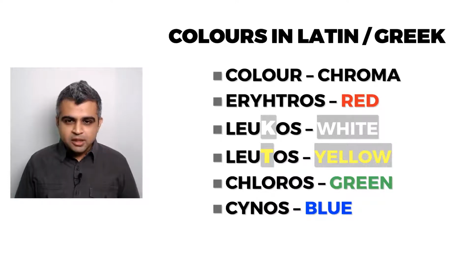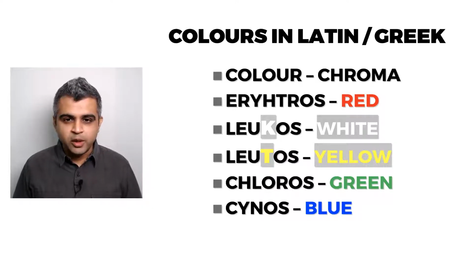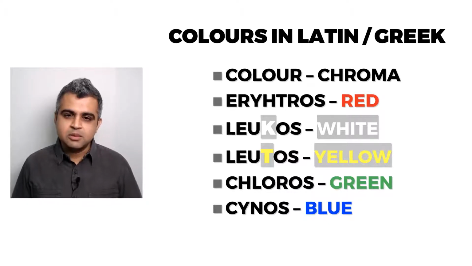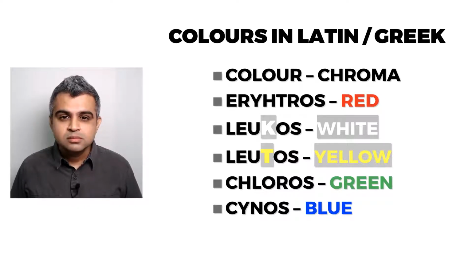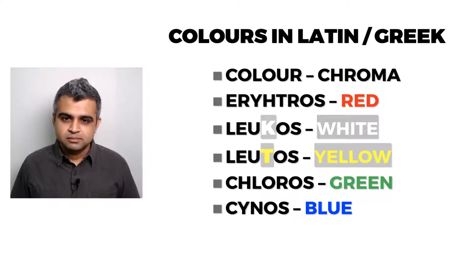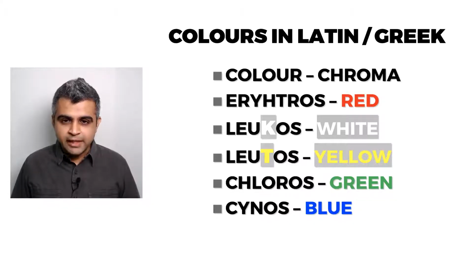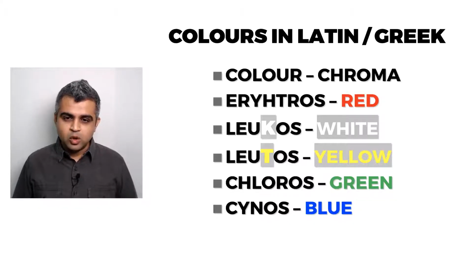I think immediately now your brain must be able to put 2 and 2 together, that chloro is green and phyla means leaf. So green leaves are green because they must be having something called chlorophyll. Clear? So which are the names of the colors in Greek or Latin? Chroma means color, erythro means red, leukos with a K means white, lutos with a T means yellow. You will have chloros, which is green, and you have cyanos, which is blue.